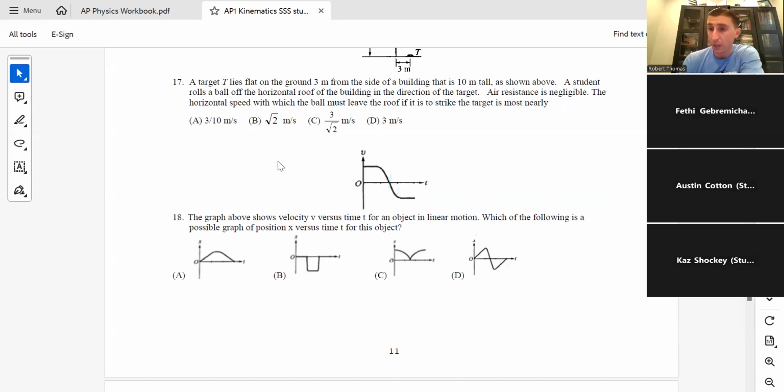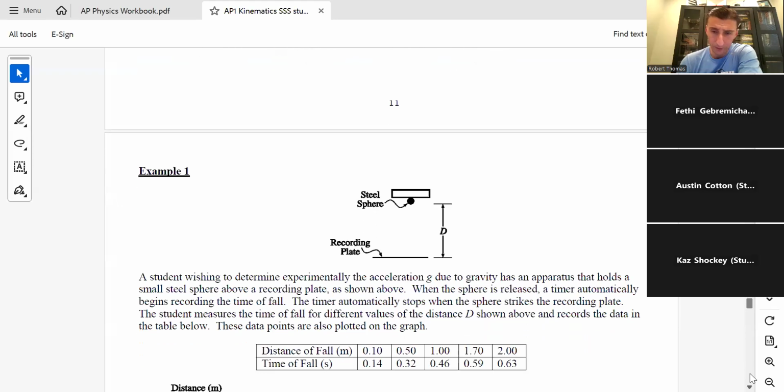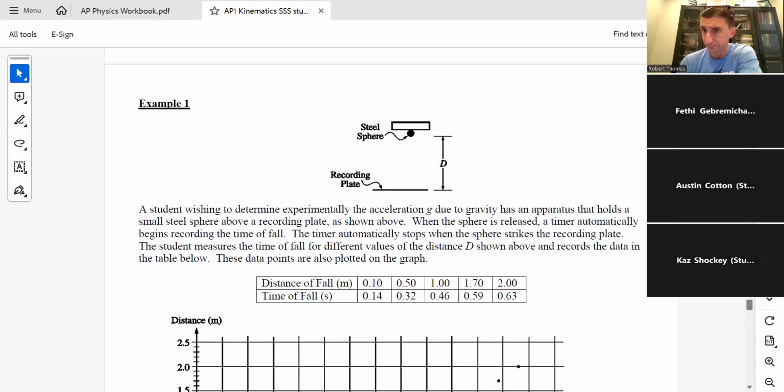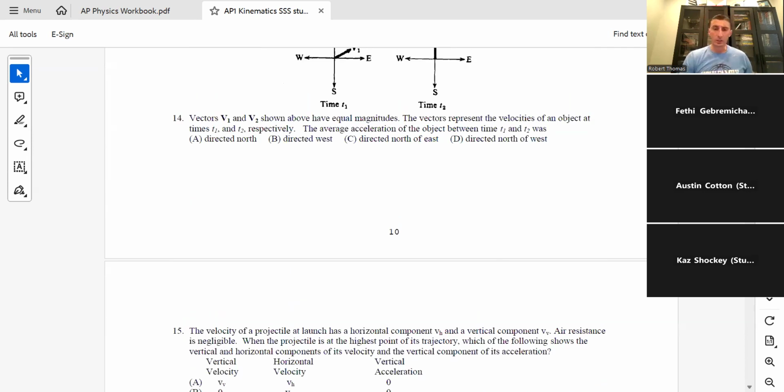I'll keep scrolling down. See if you see one you want me to do, just yell. Oh, never mind, this is free response. We were at the end. Okay, so let me stop sharing this. Let me share this. Where'd it go? Oh, sorry. Hold on.